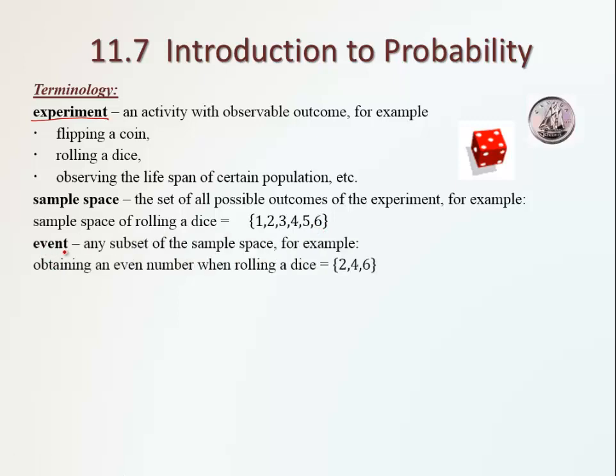An event is a subset of a sample space. For example, if we still refer to the rolling a dice experiment, one such event would be obtaining an even number. So this event will consist of numbers 2, 4, and 6. So yes, it is a subset of a sample space. If we think about an event that contains only one outcome, so that refers to a one-element subset of a sample space, such an event is called an elementary event.